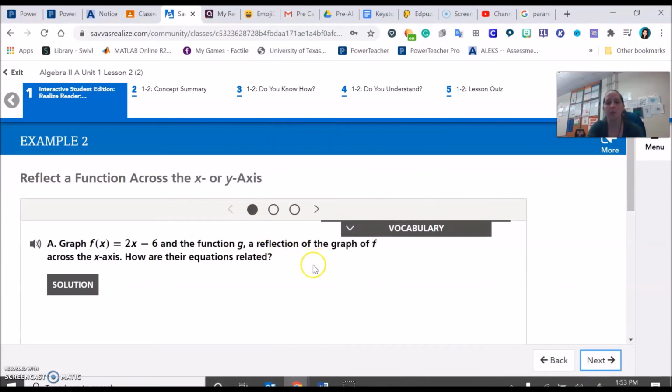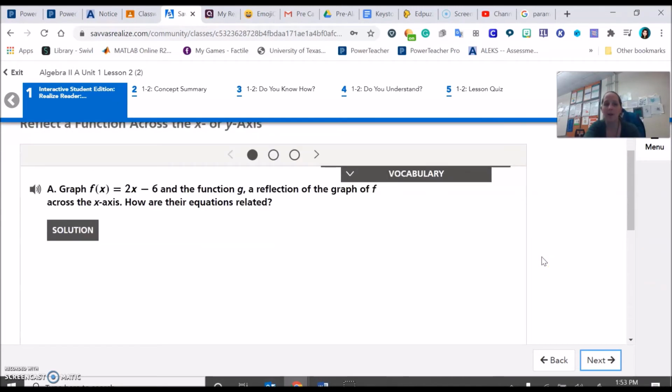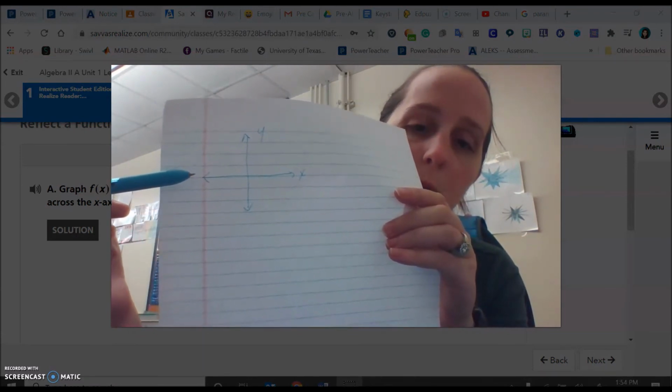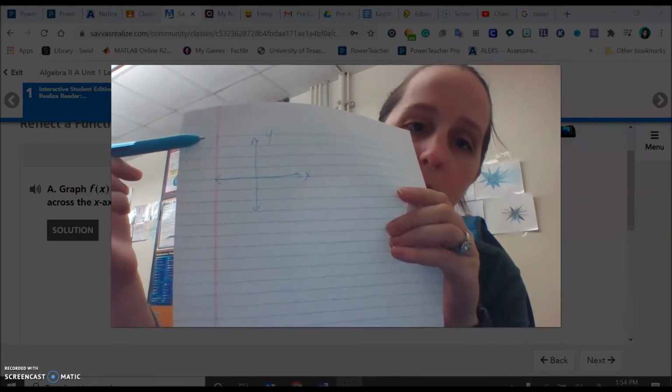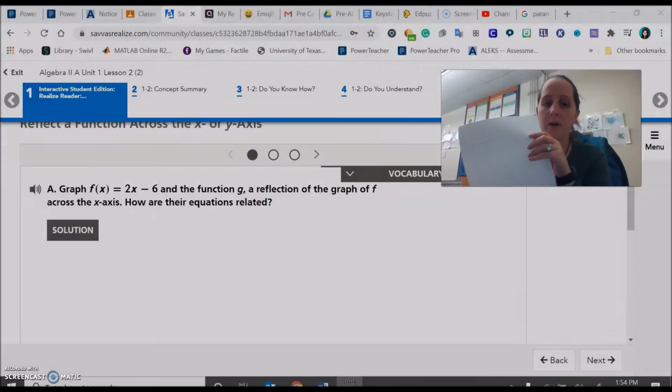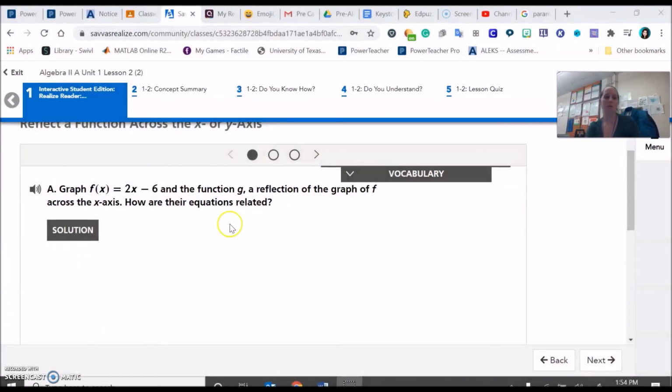All right, example number 2, reflect a function across the x or y axis. So graph f of x equals 2x minus 6, and the function g is a reflection of the graph of f across the x-axis. So if I have a graph, so here's my graph, right, x and y. If I'm going to reflect it across the x-axis, that means I go from either the top to the bottom or the bottom to the top. Okay. Reflection. Okay. How are the equations related?